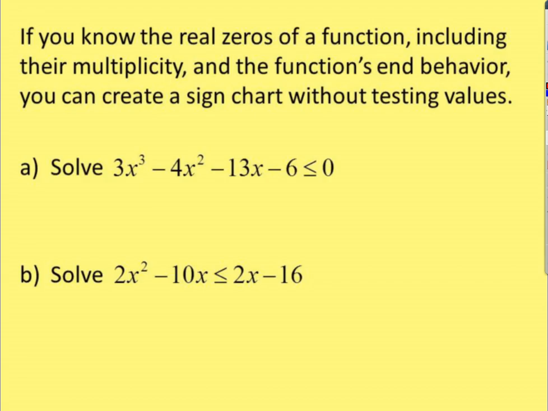Now if we do know the real zeros, and we remember that we can use end behavior, and we know about multiplicity, then we actually can create our sign chart without actually testing any values. So if we take a look at these examples, let's look at A first. The first thing we have to do is find our zeros. So if you graph that function, you will see that one of our zeros is located at negative 1. So let's do synthetic division to find our other ones first.